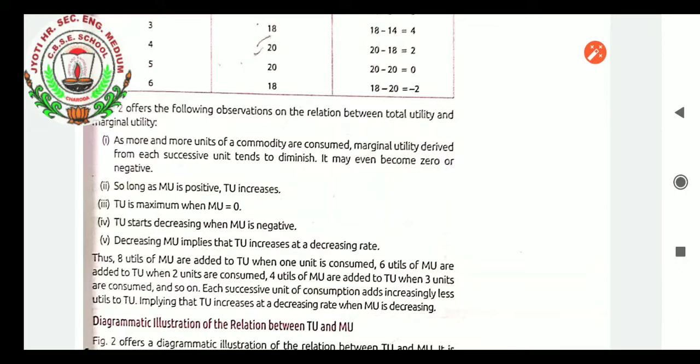Now I will proceed to the next topic. Thus 8 units of MU are added to TU when one more unit is consumed. 6 units of MU are added to TU when 2 units are consumed. 4 units of MU, the same thing, it is showing how MU has been taken. You can take it by yourself, as you came to know from the earlier question how TU and MU have to be calculated. There is a formula, and that way you can solve it. Now comes the next topic, students.